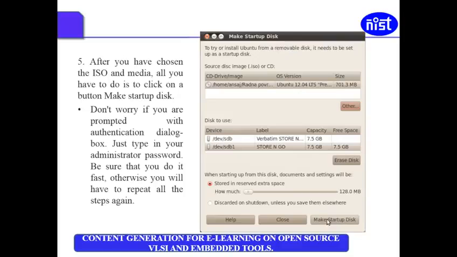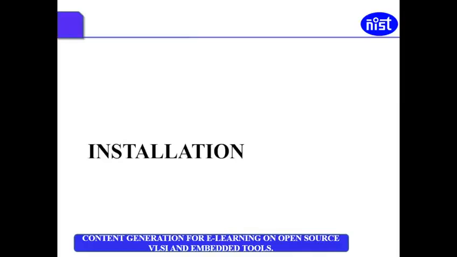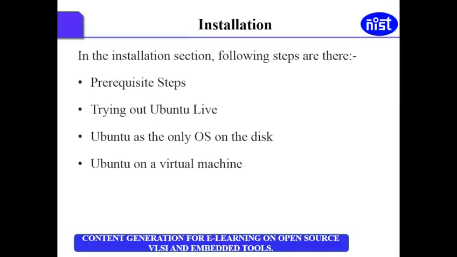After you have chosen the ISO media file, all you have to do is click on make startup disk, and then as it is shown in this figure, you need to follow all the basic steps. And then coming to the installation of Ubuntu. So what are the things required before you install Ubuntu on your system?